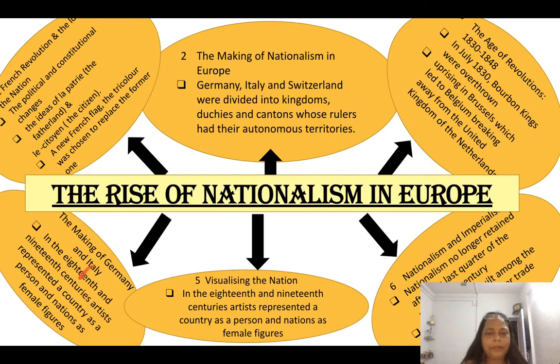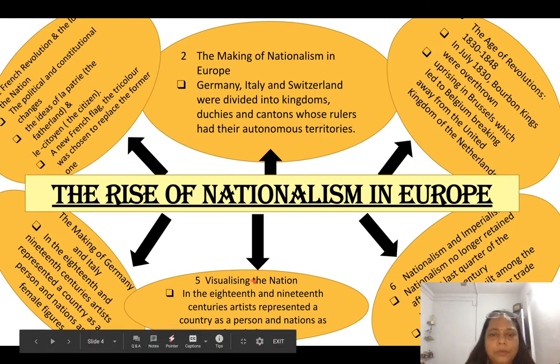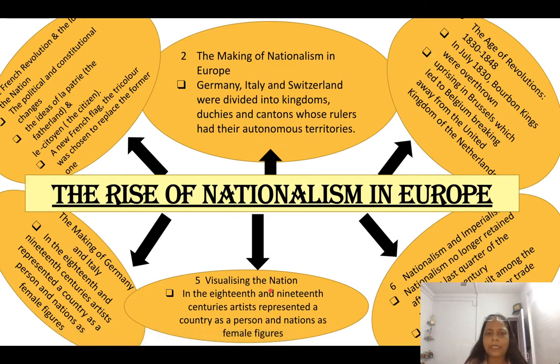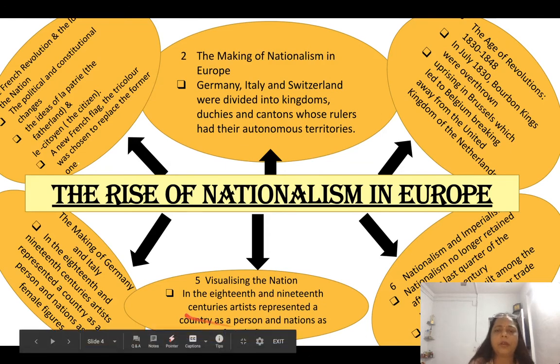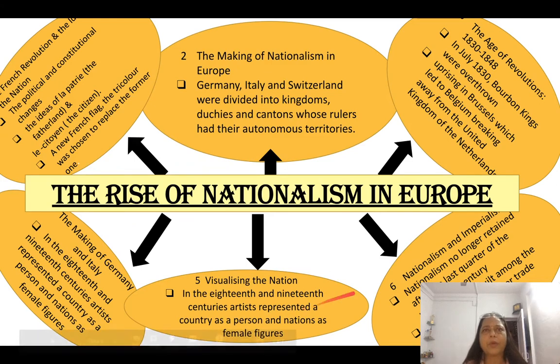Then we come to know about visualizing the nation. In the 18th and 19th century, artists represented a country as a person and nations as female figures. I have already discussed this. So in this fifth topic, we have a very small topic.